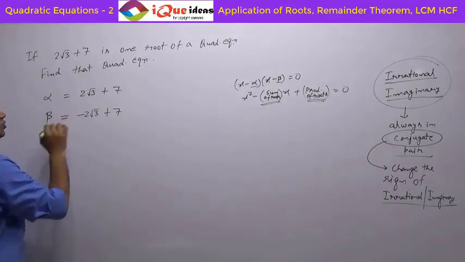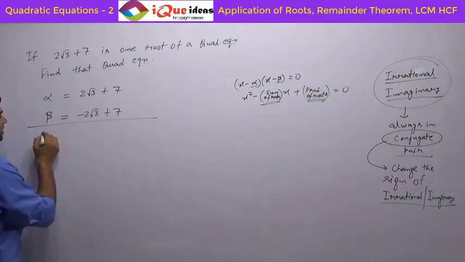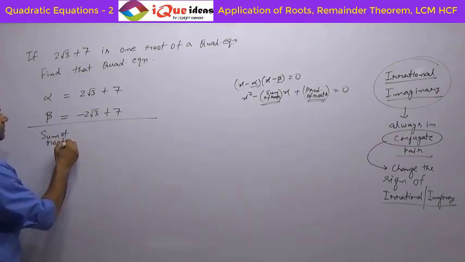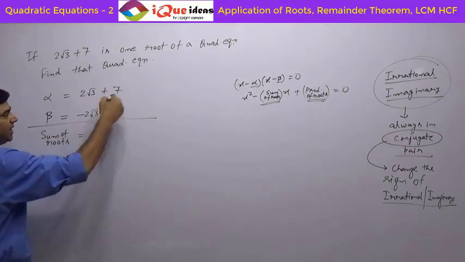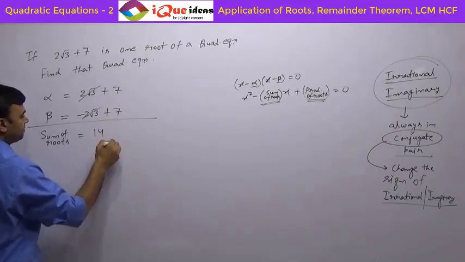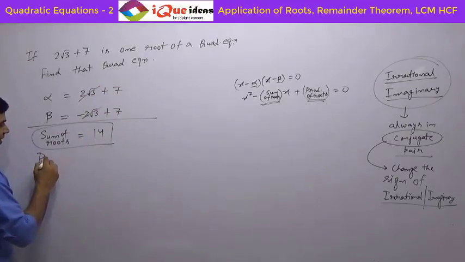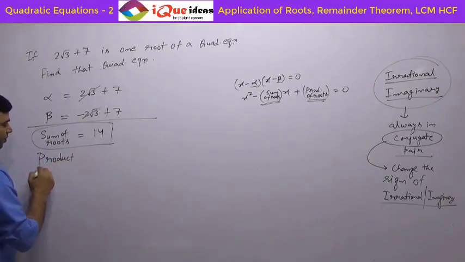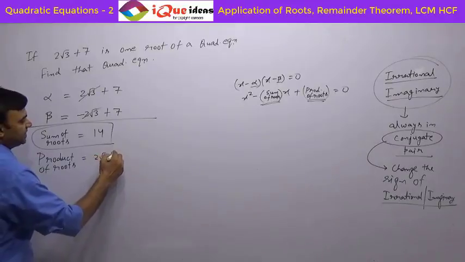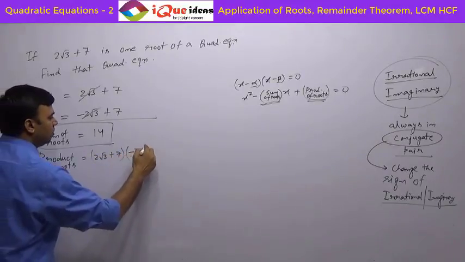So now we have our 2 roots. Now if you add, the sum of roots will be equal to the sum of these two. Simply add: 2 root 3 and minus 2 root 3 get cancelled, and we will have 7 plus 7, that is 14. Right? And similarly, you can calculate the product of roots. Product of roots will be equal to 2 root 3 plus 7 into minus 2 root 3 plus 7.